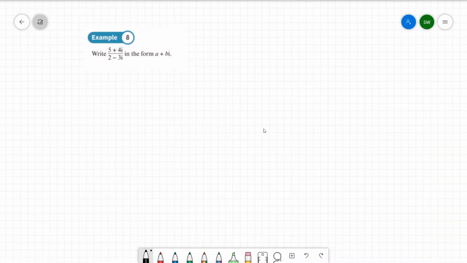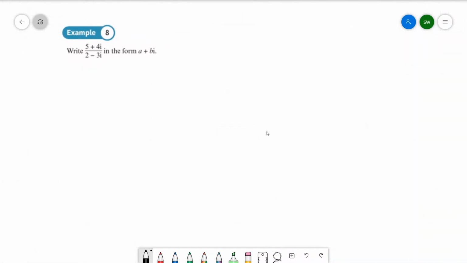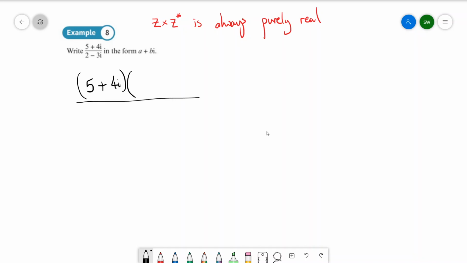So here we've got two complex numbers and we want to divide them. And we don't like the fact that we've got a complex number in the denominator. So what we're going to do is remember the fact that if we have a complex number z and we multiply it by its complex conjugate, z star, we know that this is always purely real. We get rid of the complex part. So we're going to apply that fact, and we're going to times the top and the bottom of this fraction by the complex conjugate of the denominator.